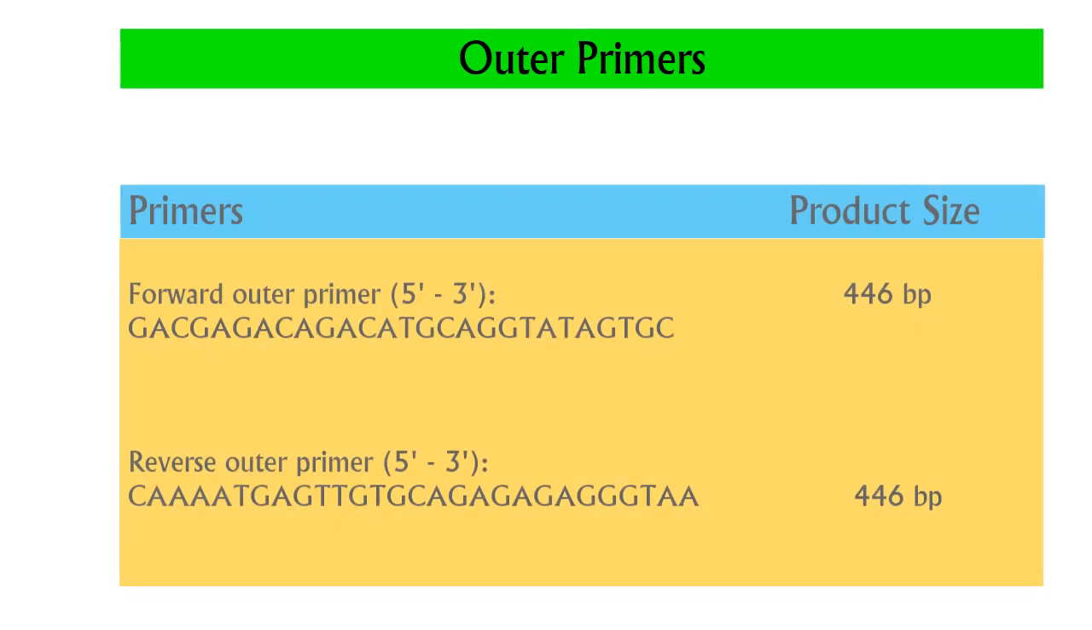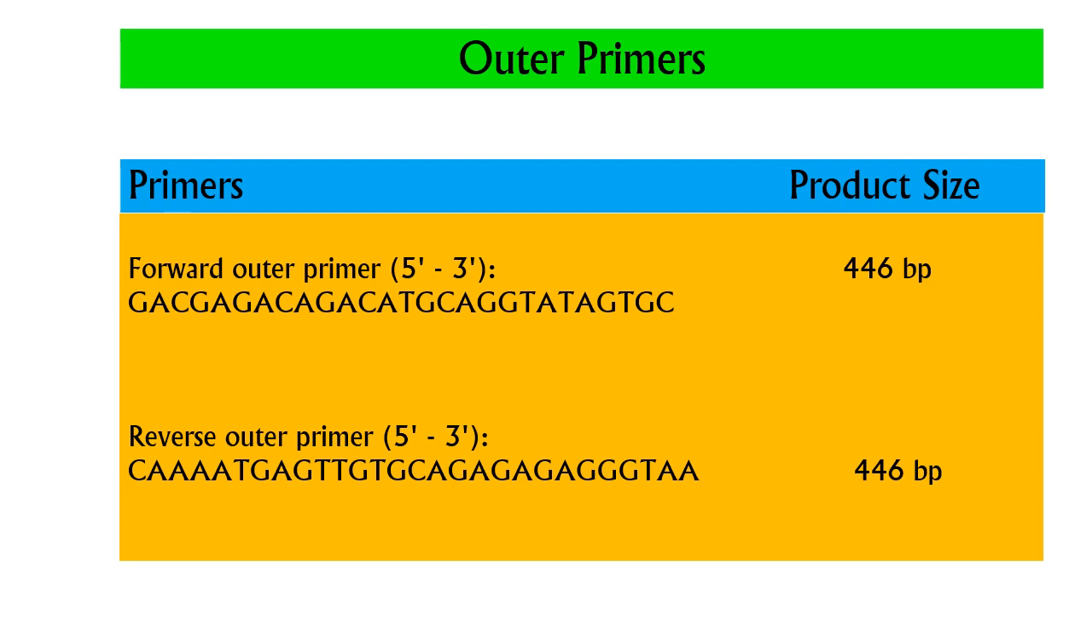We have 2 other primers for this gene, the forward outer primer and the reverse outer primer. When these primers amplify the DNA sequences to which they get attached, they will give a size of 446 base pairs. On the basis of the length of the product size, we will identify which primer has worked. When we see the 446 base pair DNA, we can conclude that the outer primer's product is formed.